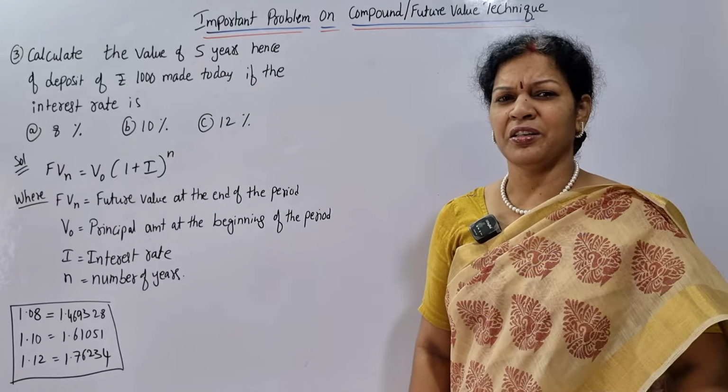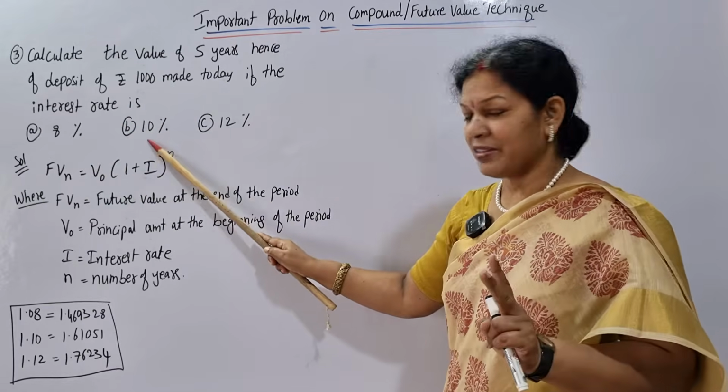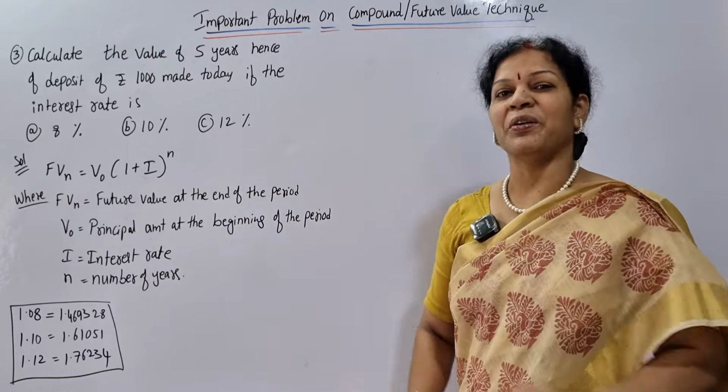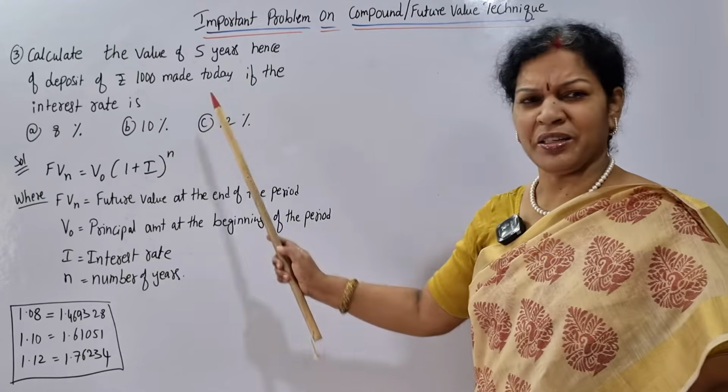generally one interest rate we used to get. Now if the interest rate is 8%, one option, second option 10%, third option 12%, means 3 times we have to calculate by changing the interest rates. Very easy. Same method. We know the formula.